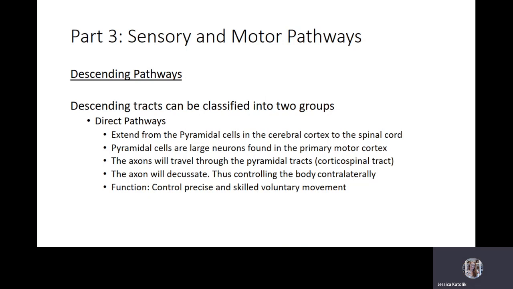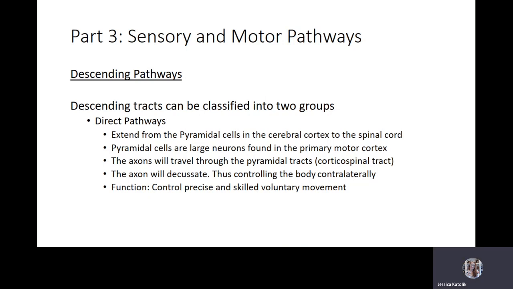The axons of these pyramidal cells will go through the pyramidal tracts, through the medulla and through the spinal cord, or we can also call these tracts corticospinal tracts. We'll see that term being used in our specific example.